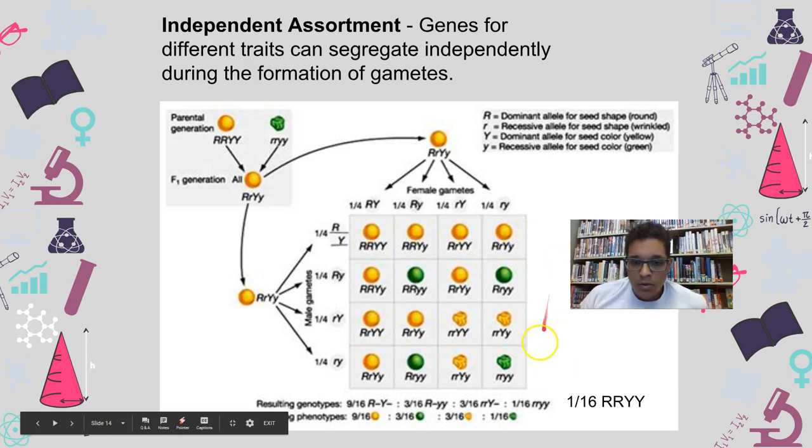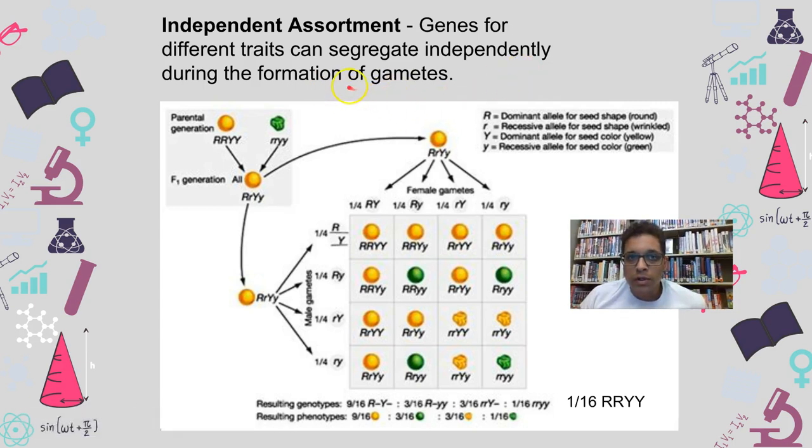And so what this is showing is the law of independent assortment, and it's that genes for different traits can segregate independently during the formation of gametes. So what that means is that this trait for the seed shape and the trait for seed color, they independently assort, and that's what these gametes are showing, that they don't have to go together. So if you're dominant on here, you're not always going to go with this dominant allele, and so you can go with the recessive allele for the seed color.